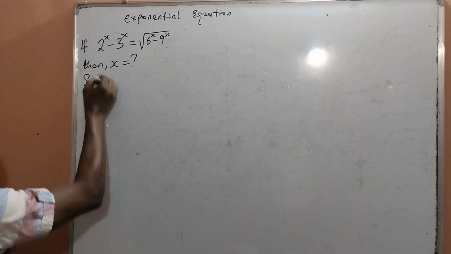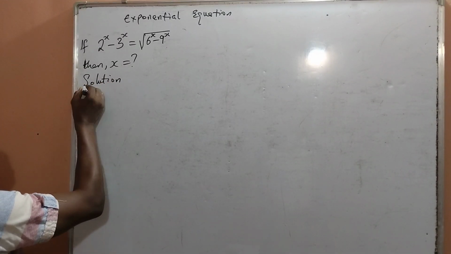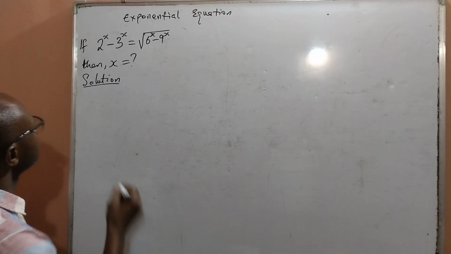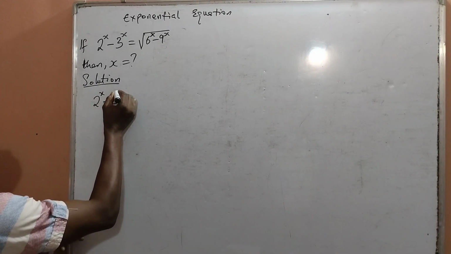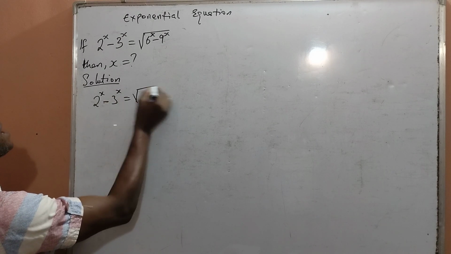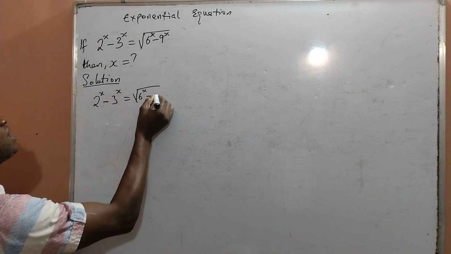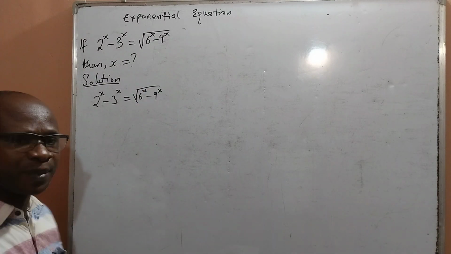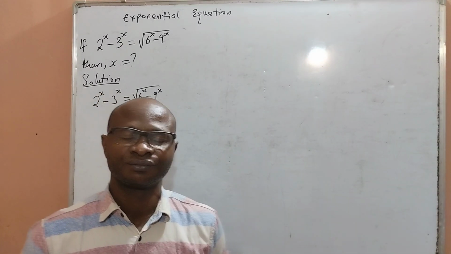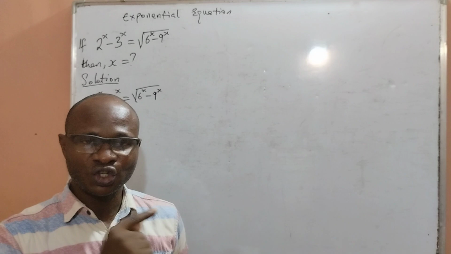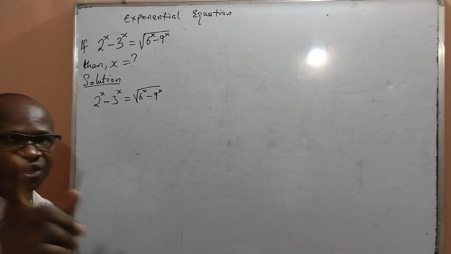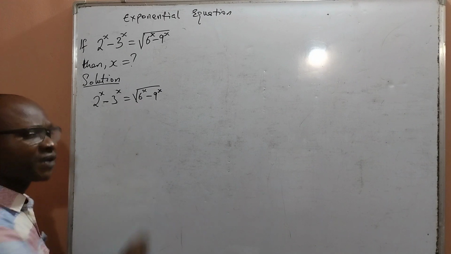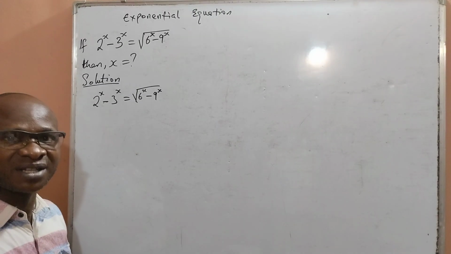Solution to the question. I am given to solve 2 raised to the power x minus 3 raised to the power x equal to the square root of 6 raised to the power x minus 9 raised to the power x. Very good. The first step I will take in solving this problem is to square both sides. The reason is because I want to get rid of the square root symbol on the right hand side.